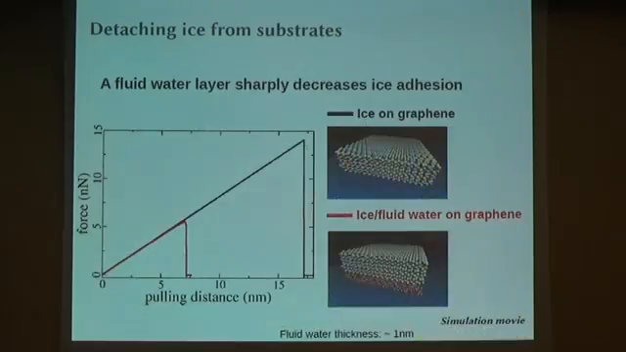And of course, we can also put a water drop there. Let's compare. Now here we're looking at the ice on the graphene.